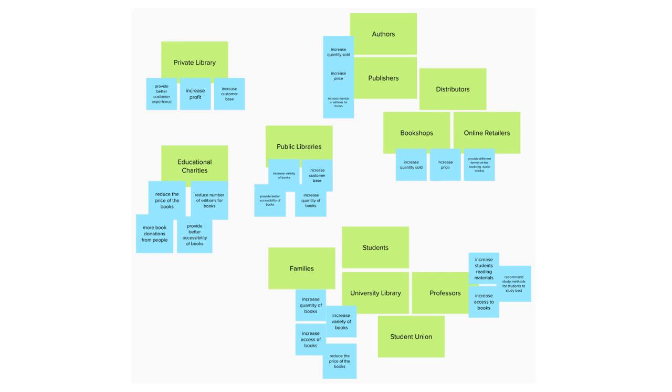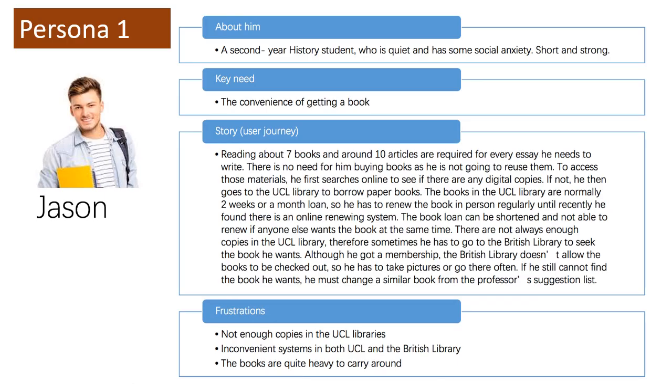After conducting the interviews, we gained a better understanding of student preference in using textbooks and the problems faced when getting access to paper books. Then we created 2 personas to help define our problem. Our first persona is a boy named Jason, who is a second-year history student. He's pretty quiet and has some social anxiety, and his appearance is short and strong.